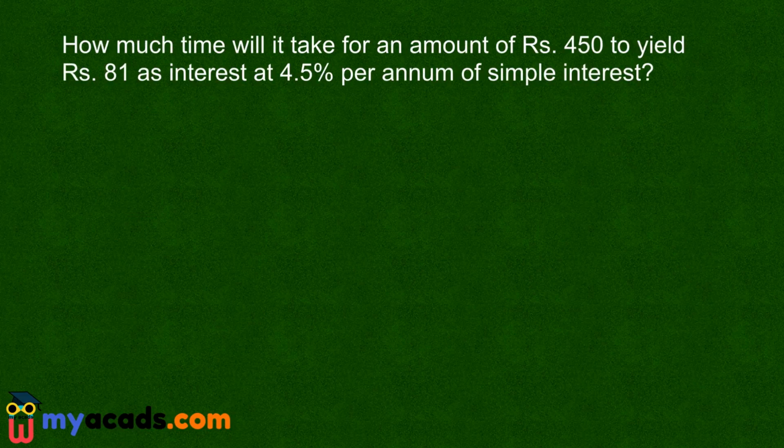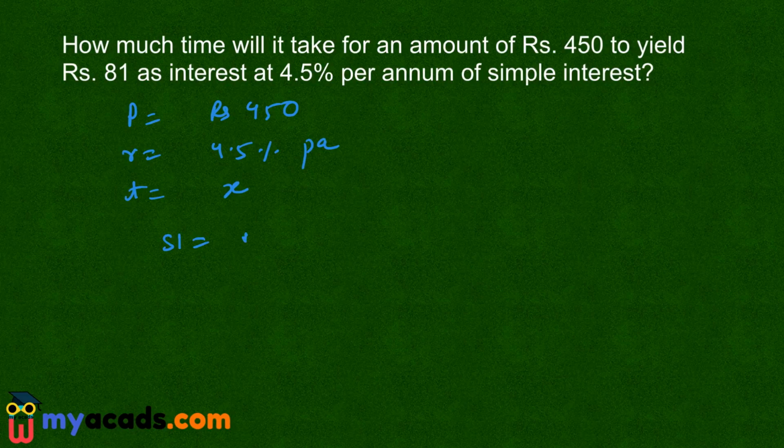My next question is how much time will it take for an amount of rupees 450 to yield rupees 81 as interest at 4.5% per annum of simple interest? So the principal here is rupees 450 and the rate of interest R is 4.5% per annum. I have to find the time. So let that time be X. Now the simple interest given in the question is rupees 81.